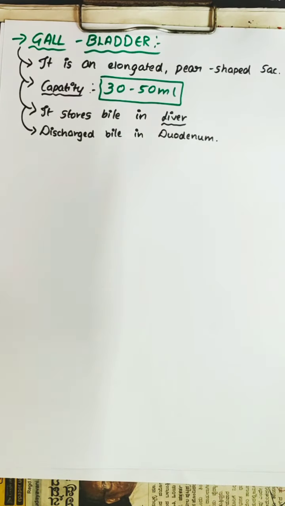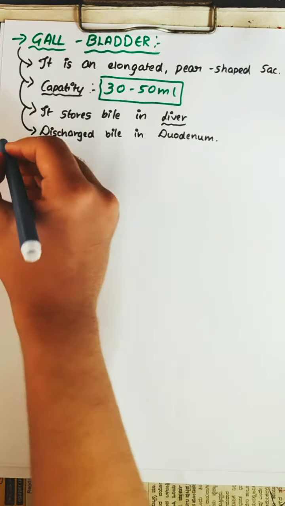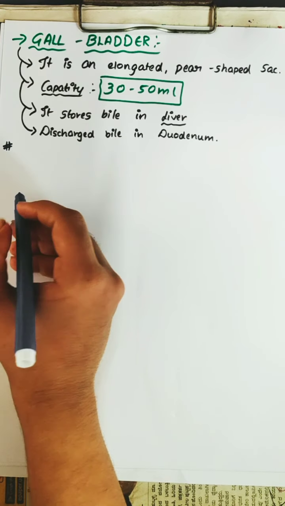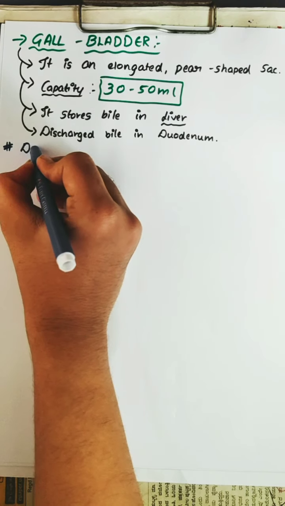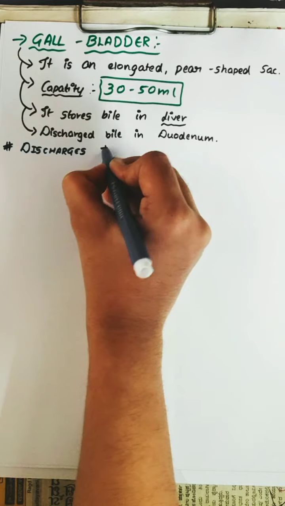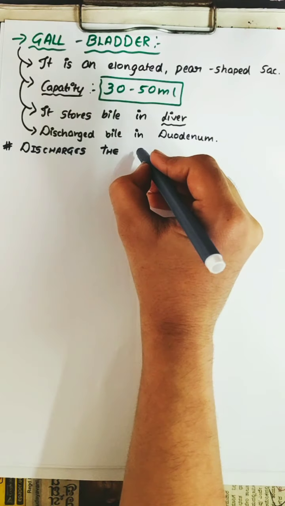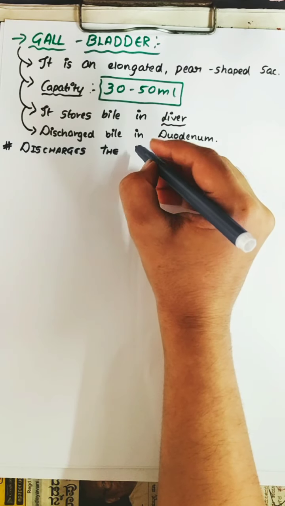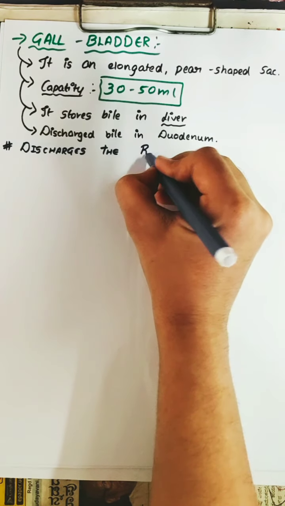And remember one important point. The gallbladder also helps in the discharging of radioactive substances. It also discharges radioactive substances like mercury, zinc, all those substances can be discarded through the gallbladder.